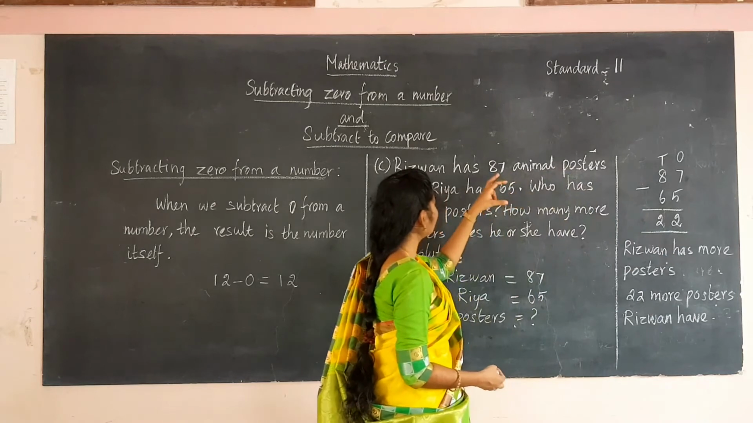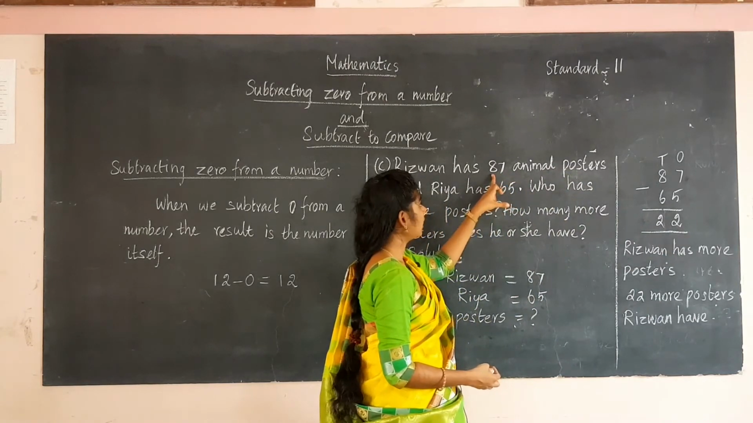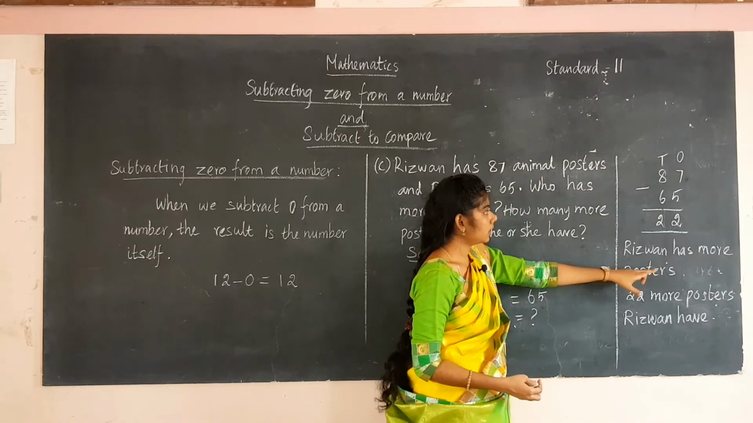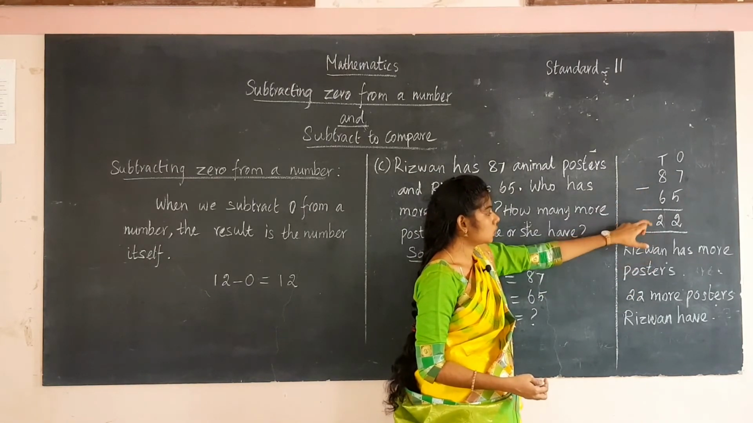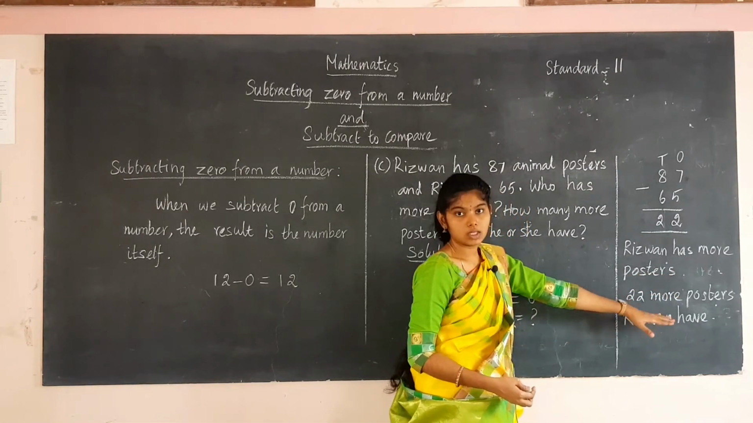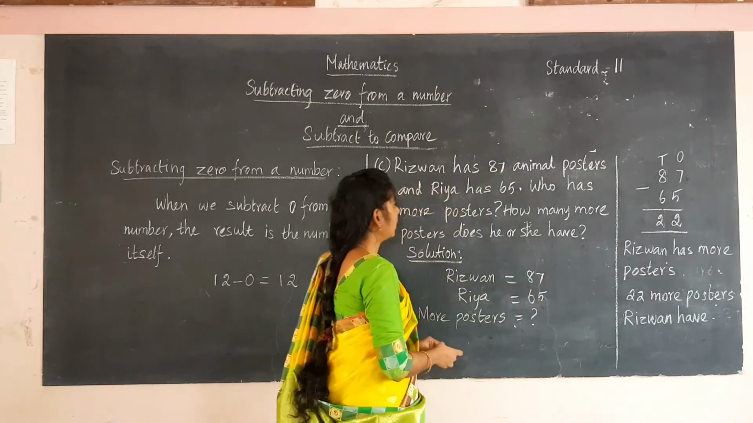So automatically we have found which number is greater, and we have found that Rizwan has more posters. Then, by subtracting these two numbers, we have found that Rizwan has 22 more posters. So this is the answer that we have got for the question.